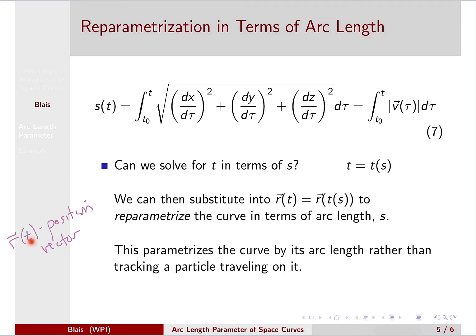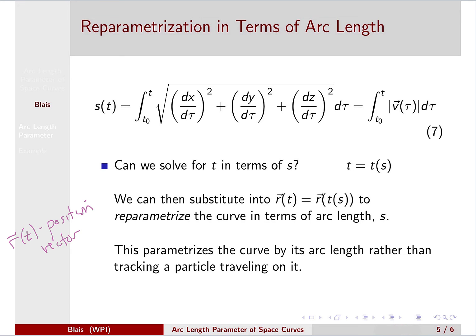Well, t is the independent variable. But if t can be written down as a function of s, we can substitute that in here. And now r would be a function of s. So r would be reparametrized in terms of arc length. And this is really convenient because if you think about the way that we define the parameterization of a space curve, it's focused on a particle moving along it. When we parameterize in terms of arc length, we're parameterizing based on the path itself.